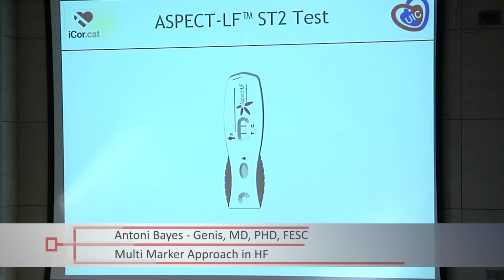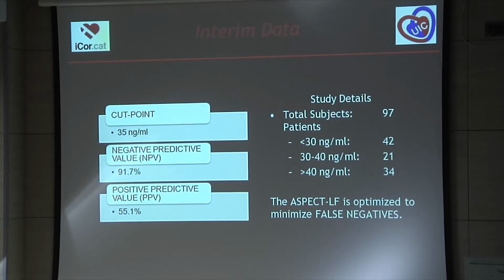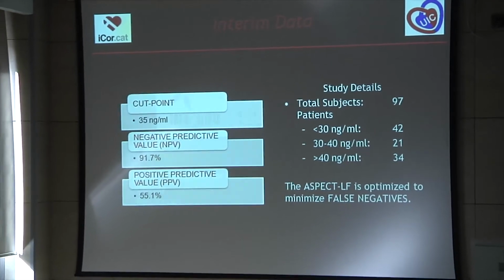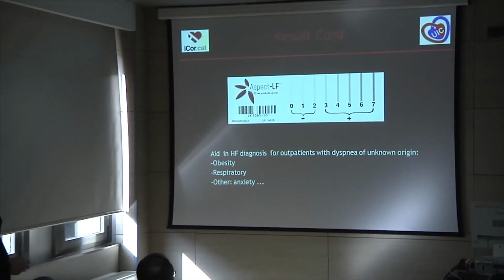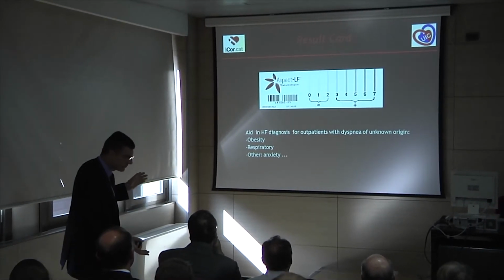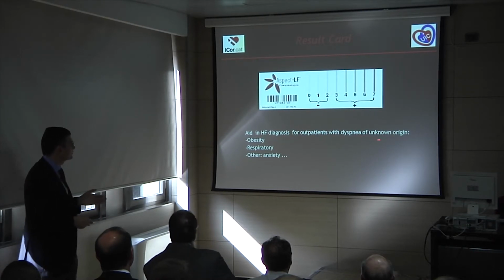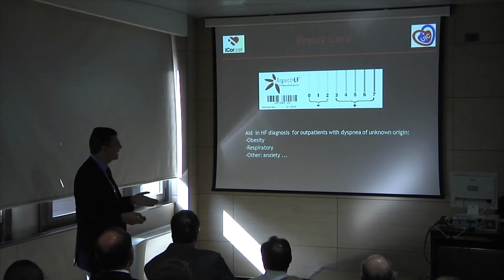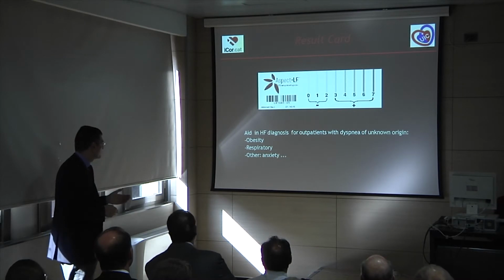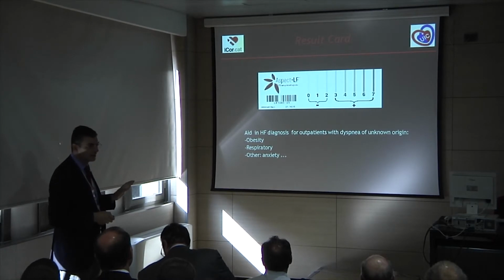The aspect ST2 test was already discussed. I'm not going to go too much over it. It's important to have this high negative predictive value. I think this is very important. My proposal for this card would be not only for prognosis, but eventually, and this is something that I just put here for discussion, as an aid in heart failure diagnosis for all patients with dyspnea. So you have this outpatient with dyspnea in a general office. It may be obesity, it may be respiratory. Very often it is anxiety. If this is negative, we are in pretty good shape.